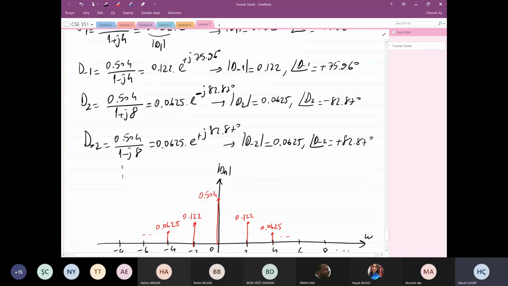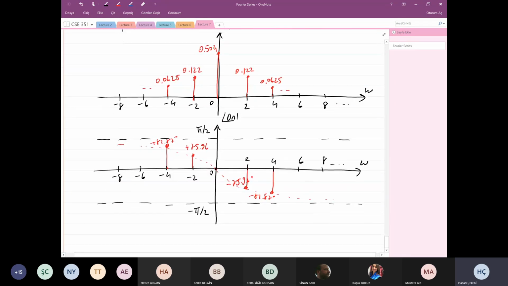Okay. All right, guys, that's all for today. Any questions? So we completed Fourier series. Next week, we don't have any lecture. We have an exam on Thursday. And after that, we will continue on Fourier transform.